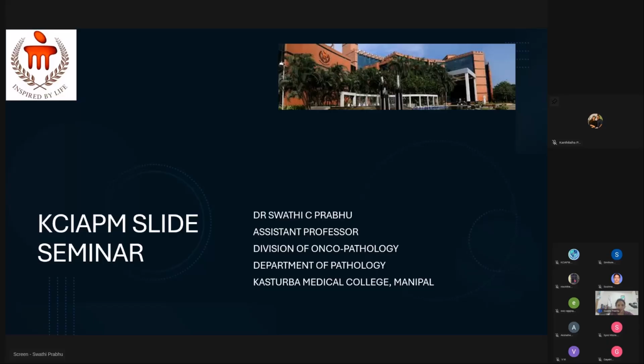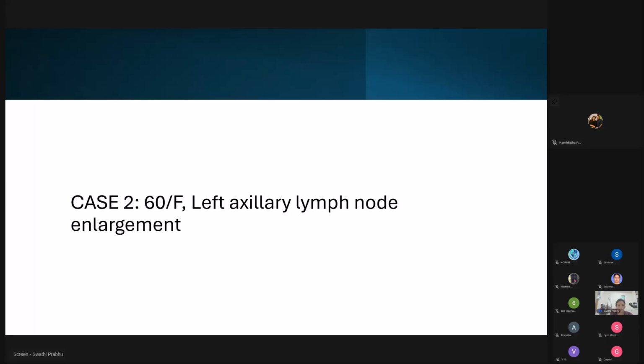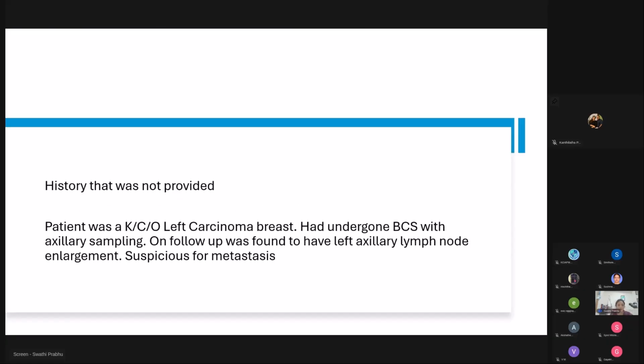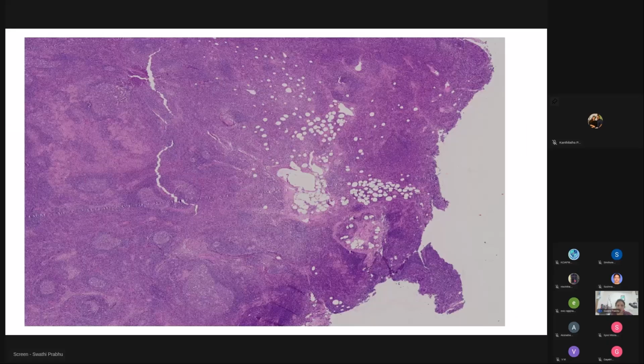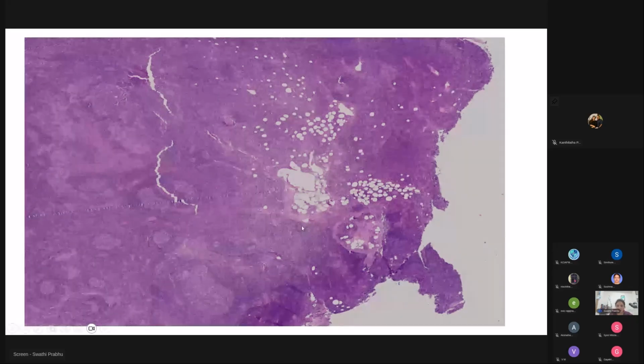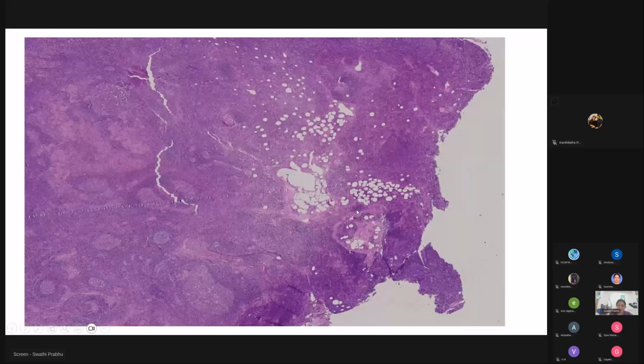Good afternoon. I'm Dr. Swati from KMC Manipal. So this was the history that was given: 60-year-old female, left axillary lymph node enlargement. The history that was not provided was that the patient was a case of left carcinoma breast where they had done mastectomy, and now had lymphadenopathy and they were suspecting metastasis. So this was the slide that was provided. As we see here, the entire cross-cut section of the lymph node is there.